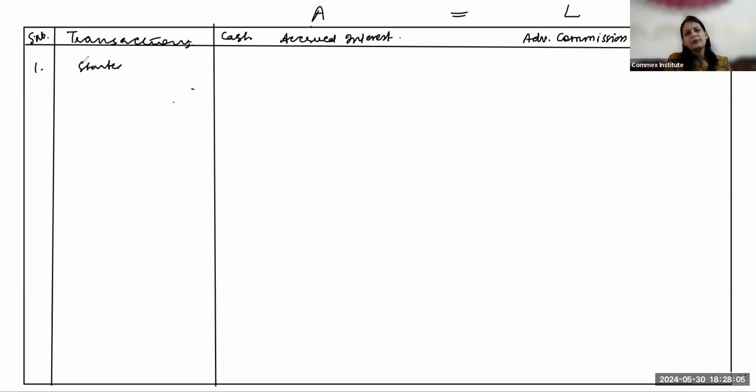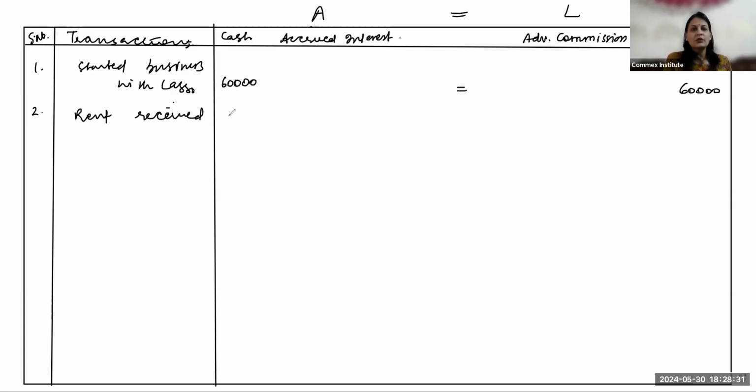Serial number 1: started business with cash. Now the cash is going to increase by 60,000 and the capital by 60,000. So it is equal. Don't have to do anything after the first transaction. Next is rent received. It is 2,000 added to the cash, 2,000 income added to the capital, and the new equation.